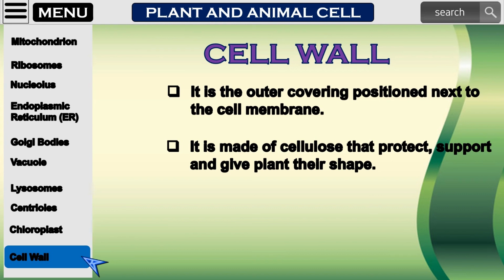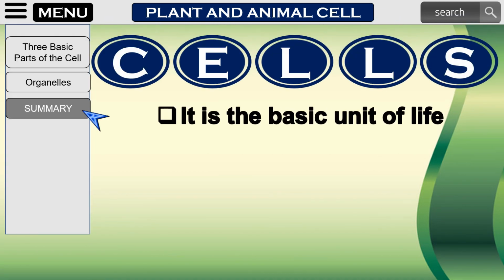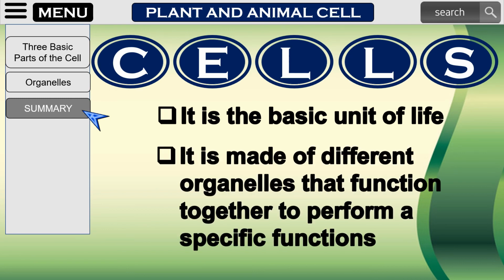And those are the different parts of the cell and their functions. In summary, the cell is the basic unit of life. It is made up of different organelles that function together to perform specific functions. Let us have another look at the different parts of the cell, specifically plant and animal cells.